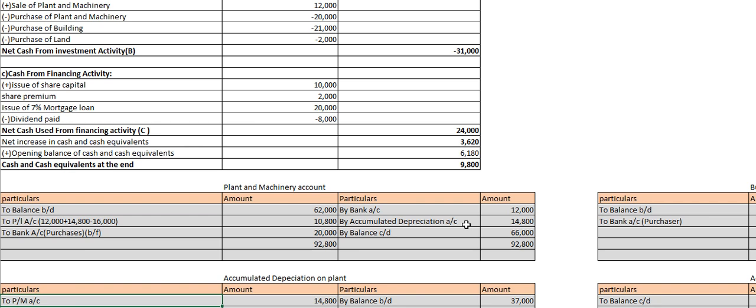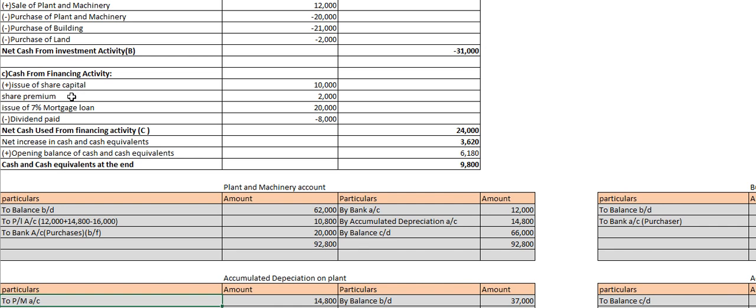Now cash from financing activity: you will add whatever has increased your share capital or whenever there is an inflow of cash, and you will minus whenever there is outflow of cash with regard to financing activity. So if you see in the question, your share capital and the share premium have increased, which we assume is cash coming into the business.